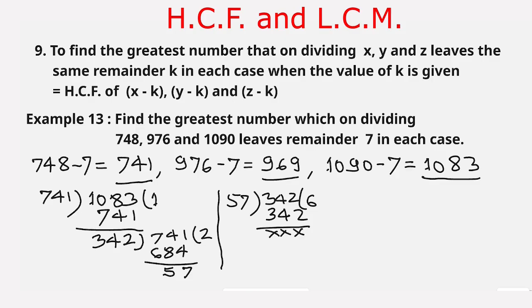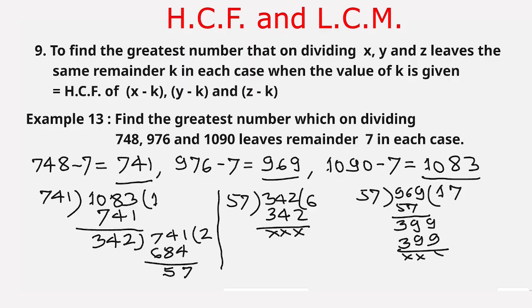Now we find the H.C.F. of 57 and 969. So we divide 969 by 57. 1 time 57 is 57. 96 minus 57 is 39. We carry down 9. 57 divides 399 seven times, and 7 times 57 is 399 and our remainder is 0. So the H.C.F. is 57 and that is the required number.